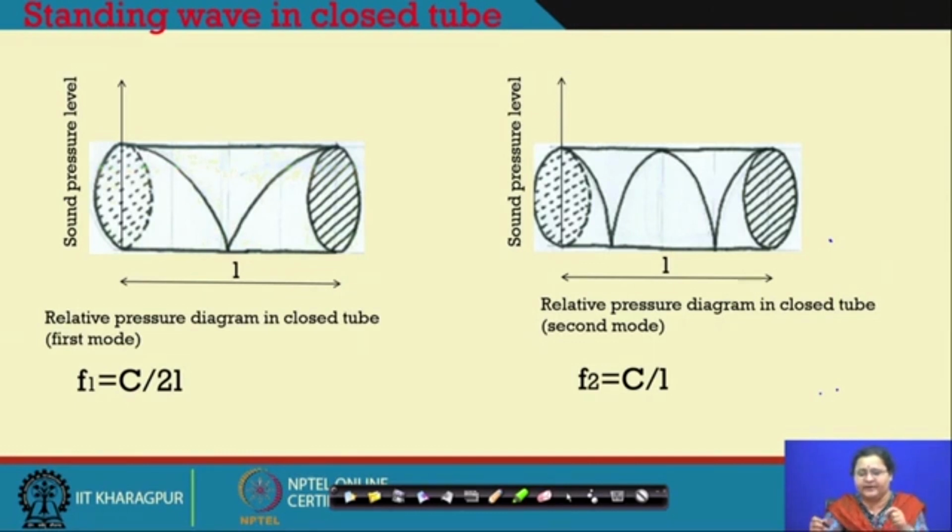It will again happen at the multiple frequency of it, that is when it is F2, it is C by L, that is the second mode. The same phenomenon which is happening in the closed tube happens in a room of a small dimension.